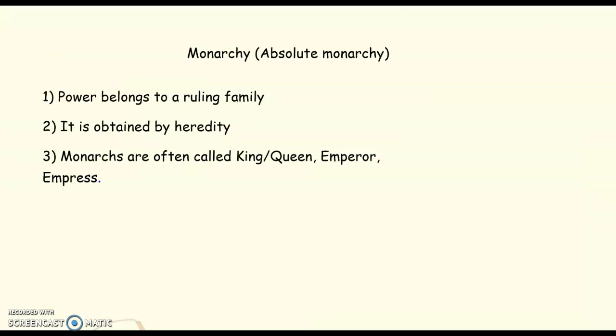Alright, a monarchy, our first governmental system, otherwise known as absolute monarchy. Okay, it is a political system which is ruled by a single person or an individual ruler who functions as the head of state and achieves his or her position through heredity or birthright. They're often called king, queen, emperor, or empress.